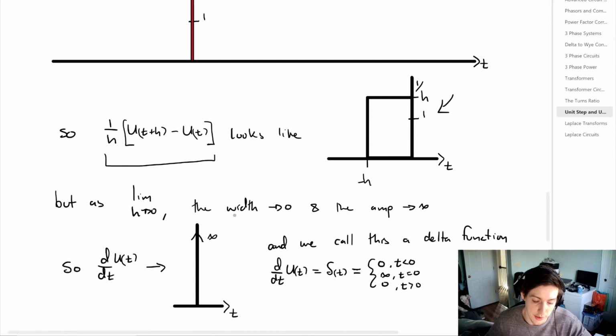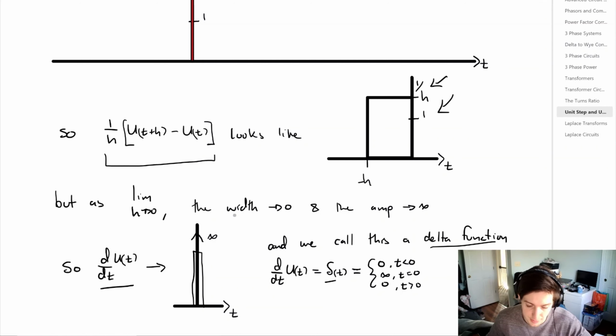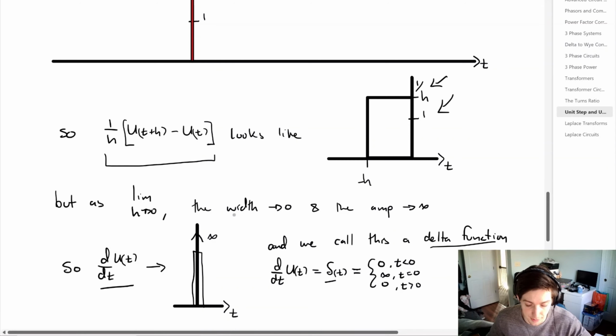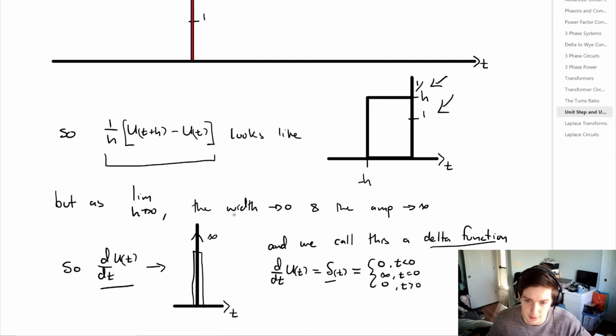But if we actually push h to 0, the width of this block pulse simply goes to 0, but the amplitude tends towards infinity. If we keep getting closer and closer to 0, we get this extremely thin rectangle. And as that limit tends towards 0, we get this new function. This new function is the derivative of the unit step function, and we call it the delta function. We denote it by this delta here, and it is defined as 0 for t less than 0, infinity at t equals 0, and 0 for t greater than 0. It's kind of weird, but both of these functions are useful in what we're going to be doing in the near future.